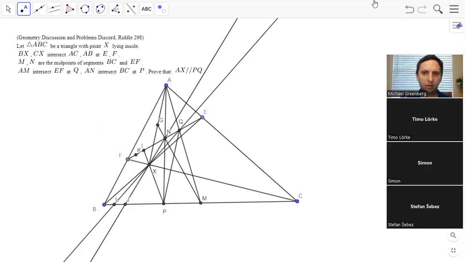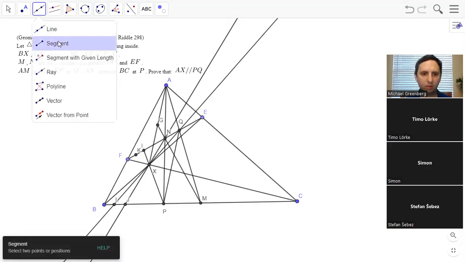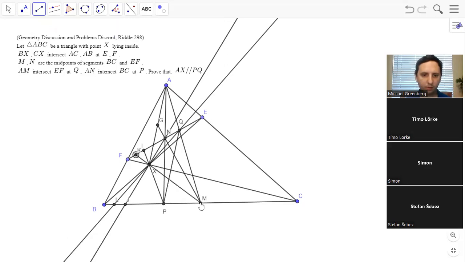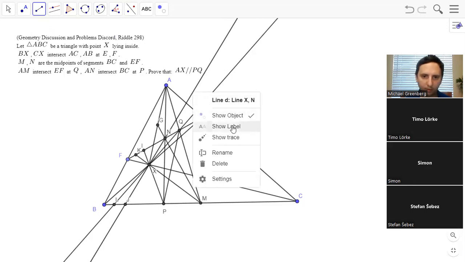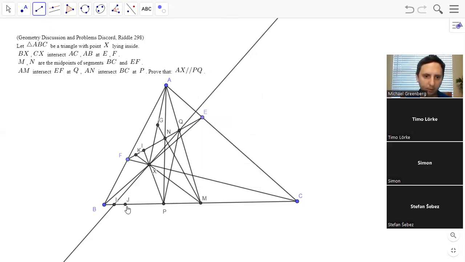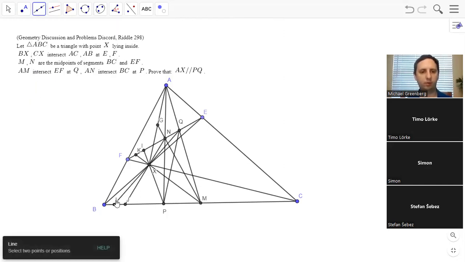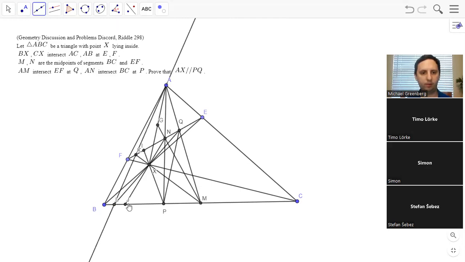But is this enough to show that KL and the JI pass through A? I'm not sure. Let's see. So J, X, and N. And L, X, and Q. Okay, so do you think the problem is equivalent to showing that these pass through A? Not sure. That would be interesting.